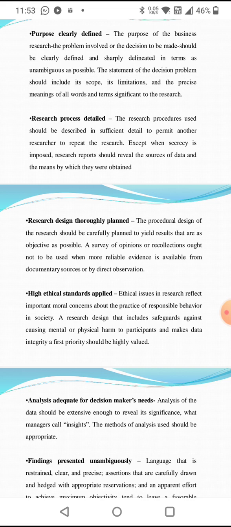High ethical standards are to be applied. Ethical issues in research reflect important moral concerns about the practice of responsible behavior in society. A research design that includes safeguards against causing mental or physical harm to participants and makes data integrity a first priority should be highly valued.